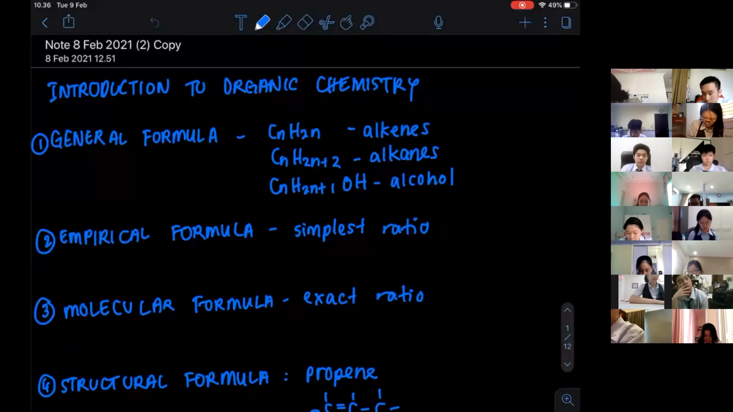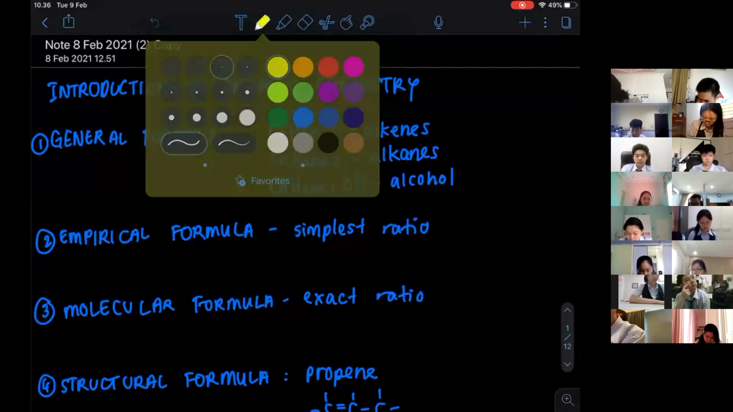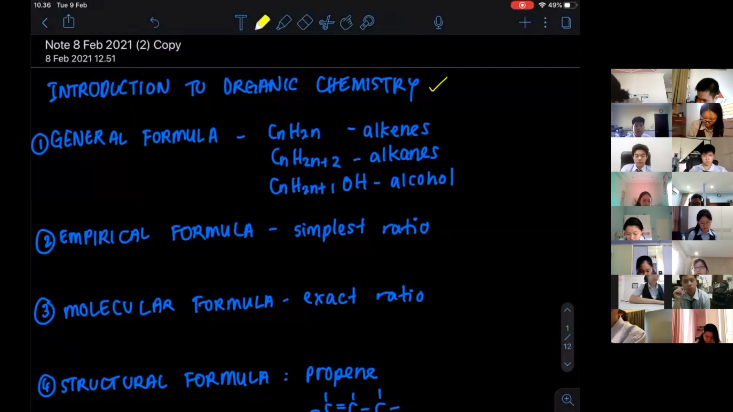So we are going to look into Introduction to Organic Chemistry. I have taught you about this general formula, the general formula when it comes to alkenes: CnH2n. If you have alkanes, the ones that have carbon single bond with another carbon, we will have the general formula of CnH2n plus 2.